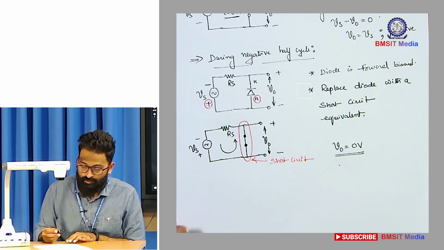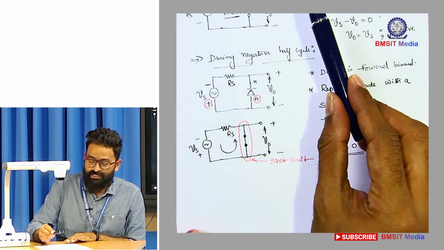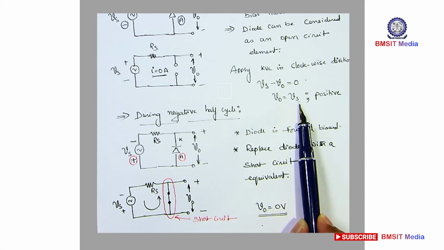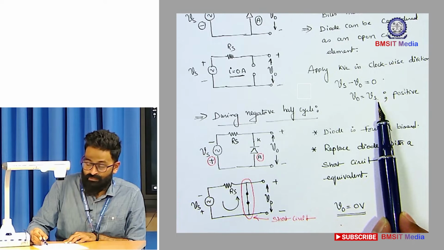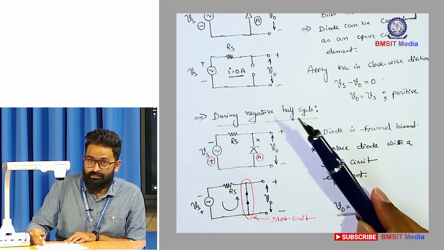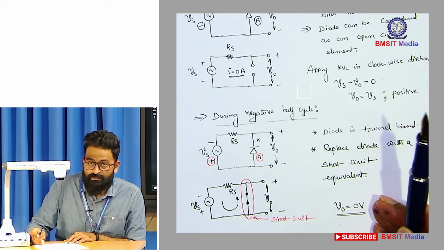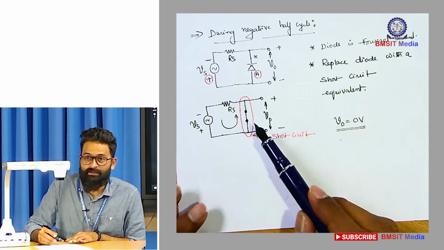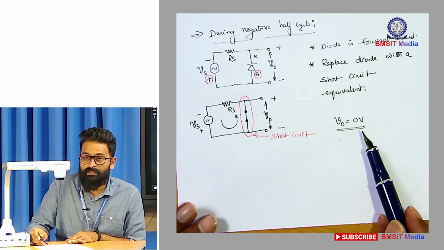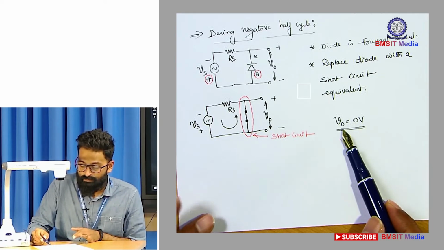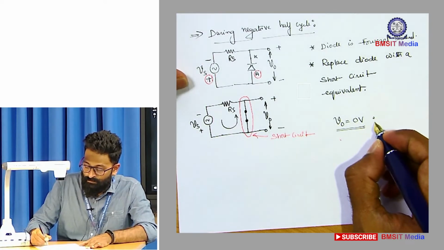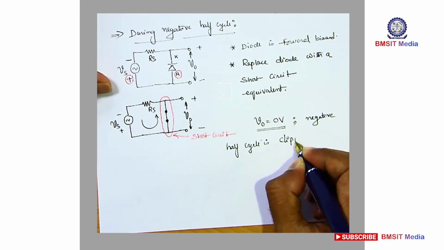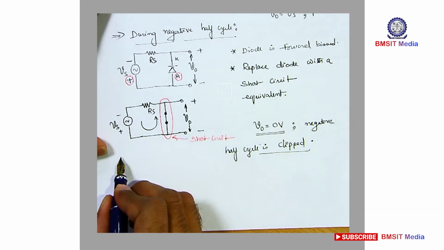So as you can clearly observe, for the positive half cycle, V naught is equal to Vs. So that means to say this particular clipper is allowing a positive half cycle to come across the output. On the other hand, it won't allow the negative half cycle to come across the output. So negative half cycle is clipped. Okay. Now let us plot input and output waveforms.